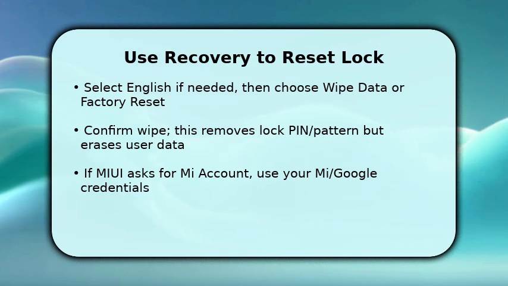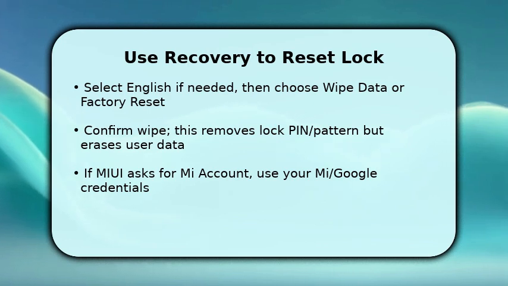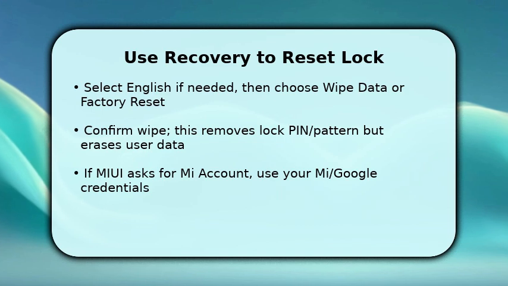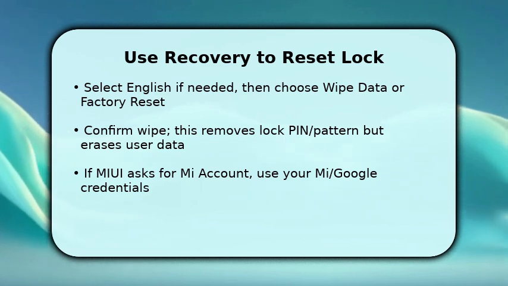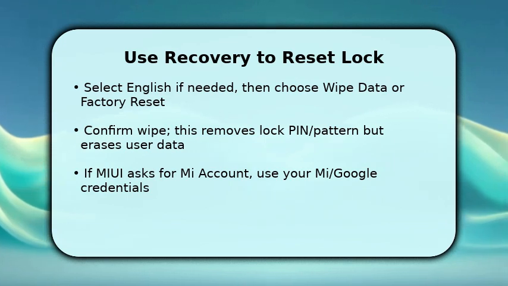Then wait. If MIUI prompts for your My account after reboot, you must sign in. That activation lock protects the device and verifies ownership. If you know your Google account instead, try that when prompted to complete setup and regain access. Finally, choose Reboot System now and go through the setup wizard.